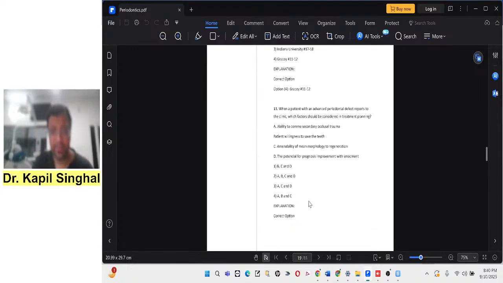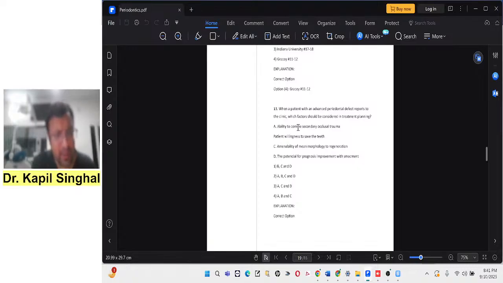Next question. When a patient with an advanced periodontal disease reports to the clinic, which factors should be considered in treatment planning? Number 1, ability to correct secondary occlusal trauma. Okay, so these options are not correctly recalled. I think I'll just correct them. What is secondary occlusal trauma?